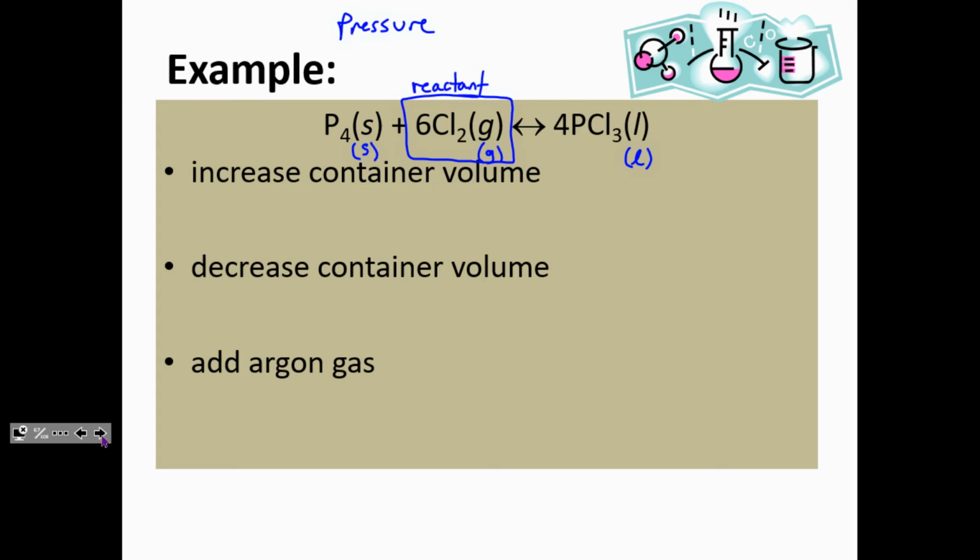So if we increase the container volume, we have to understand what that does to the pressure. So let's refresh. PTV. If we are increasing the volume, and we're holding temperature constant, the pressure will go down. So what we're actually saying here is that we're decreasing the pressure.